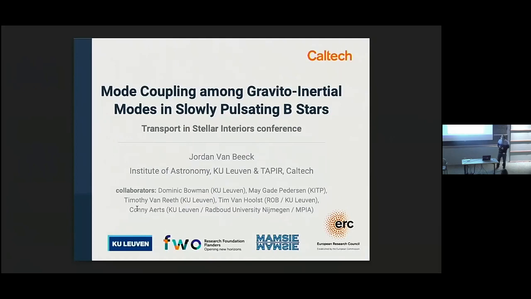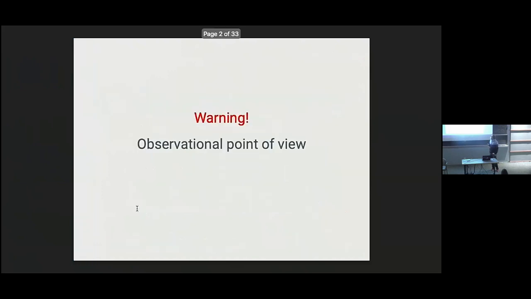As Evan said, I will be talking about mode coupling among gravito-inertial waves in slowly pulsating B stars, work that has been done in collaboration with a team of collaborators at Leuven, KITP, and other places. And I would like to give you a fair warning while starting this talk that I will be describing this from an observational point of view. So what I mentioned in my title is quite a bit of jargon.